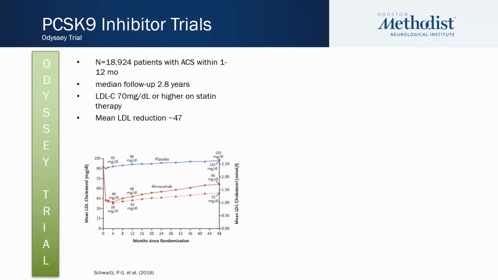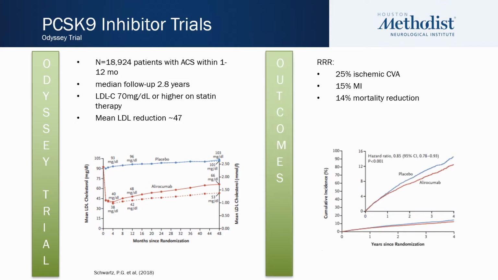The Odyssey trial is looking at Praluent, and this is similar to the ezetimibe. It was a cardiac study for patients with acute coronary syndrome 1 to 12 months post-event, and the follow-up was 2.8 years with the LDL 70 or higher on statin, with the treatment arm showing significant LDL reduction. The outcome similar to the Fourier trial, where there was a 25% risk reduction of ischemic stroke, 15% reduction in MI, myocardial infarction, and 14% mortality reduction.